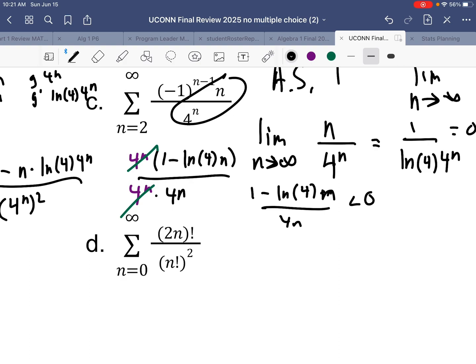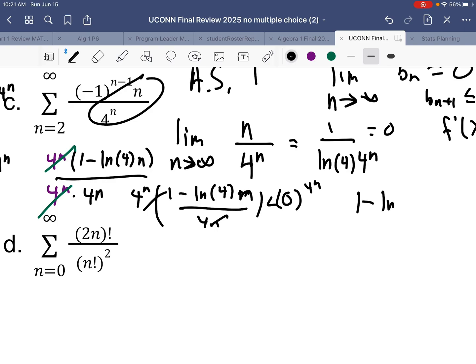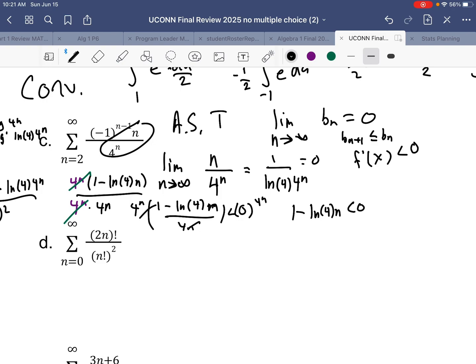I would multiply both sides by 4 to the n. These cancel, and I get 1 minus the natural log of 4 times n is less than 0. I could add the natural log of 4 times n on both sides to get 1 is less than the natural log of 4 times n, then divided by the natural log of 4, so when n is greater than 1 over the natural log of 4.